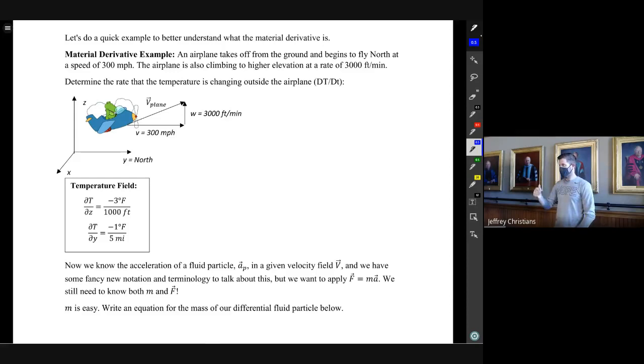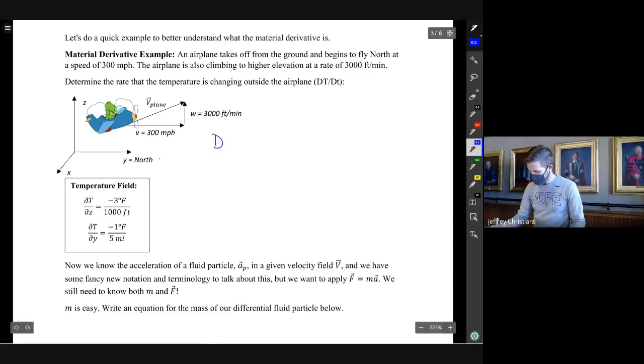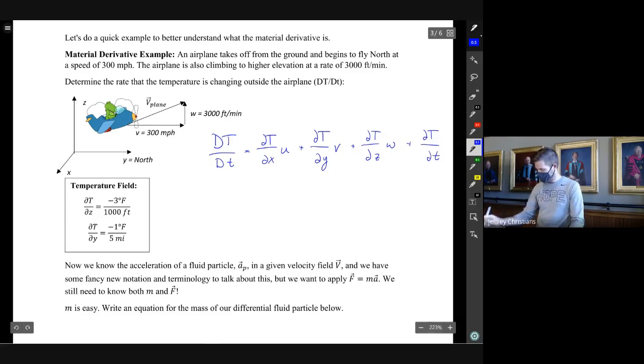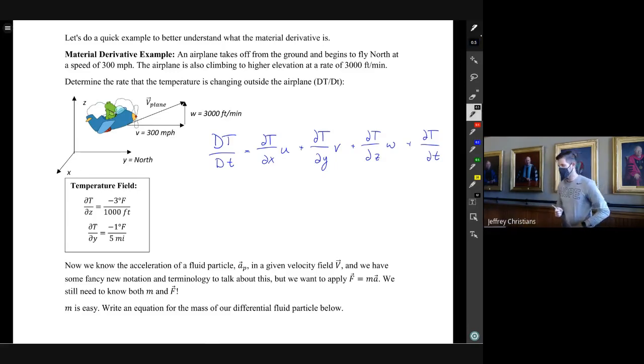So we can use the material derivative to figure out how fast the temperature is changing for you in your airplane. The material derivative of the temperature equals partial T partial x times u, plus partial T partial y times v, plus partial T partial z times w, plus dT/dt. So this would be the material derivative of the temperature.